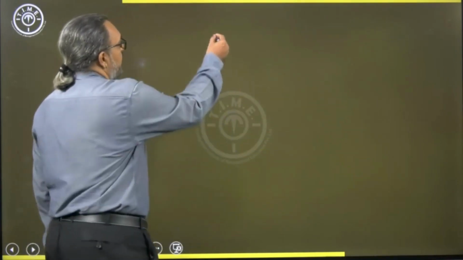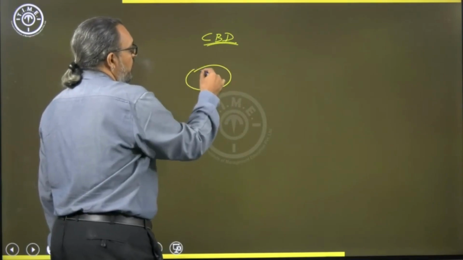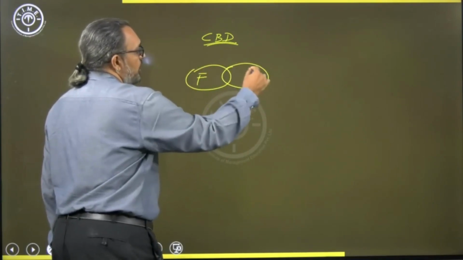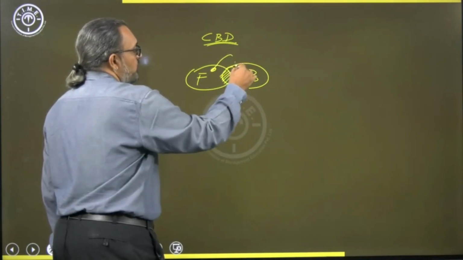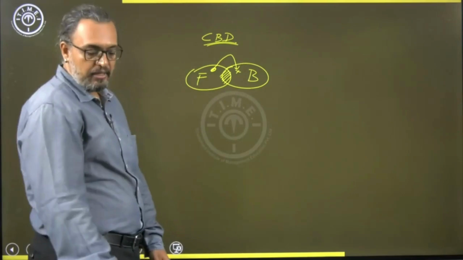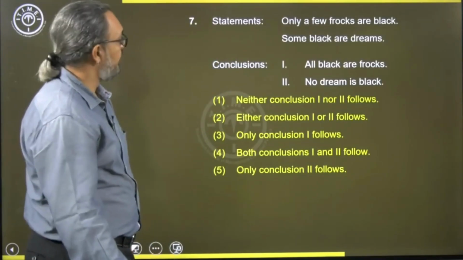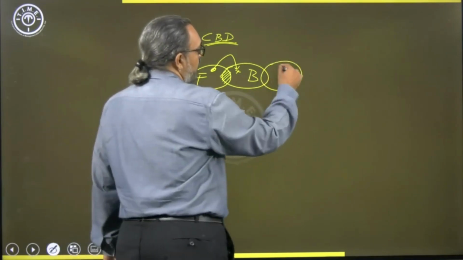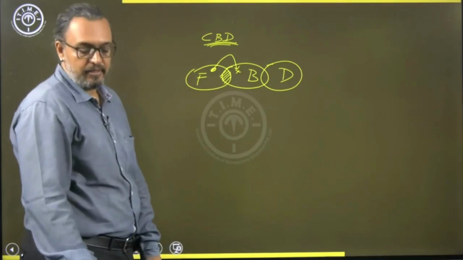Okay. So let's take that, a combined basic diagram. Only a few frocks are black. So there should be some frocks never inside the black region. And then some black are dream. Some black are dream. So this is my combined basic diagram, right?